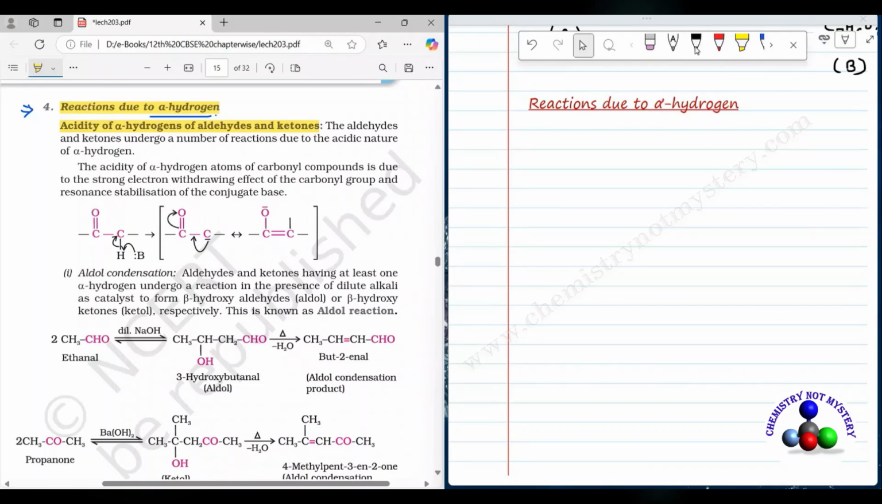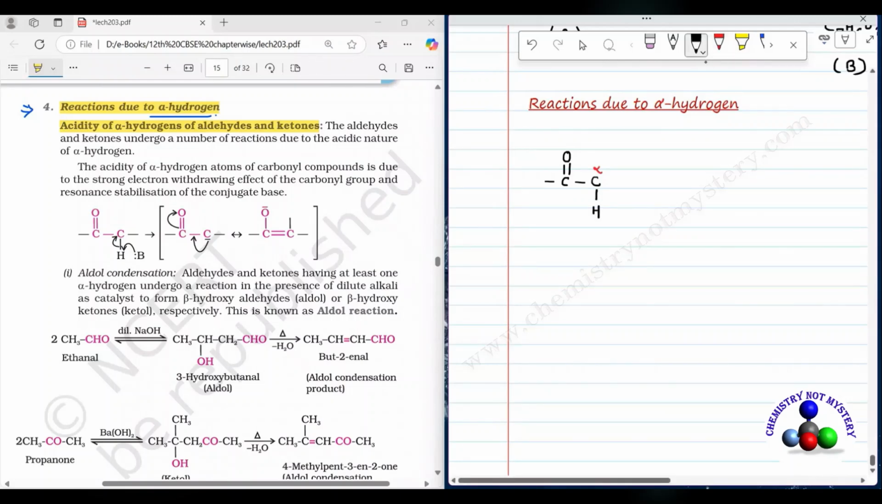Now let's try to understand why the alpha hydrogens are acidic in case of carbonyl compound. So let's draw carbonyl compound. So this is carbonyl functional group, and the carbon to which it is bonded is called alpha carbon. So this carbon is the alpha carbon, and hydrogen bonded to alpha carbon is the alpha hydrogen.